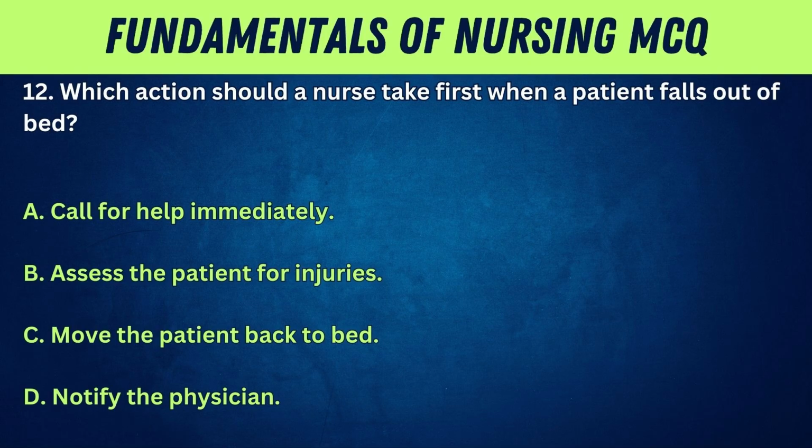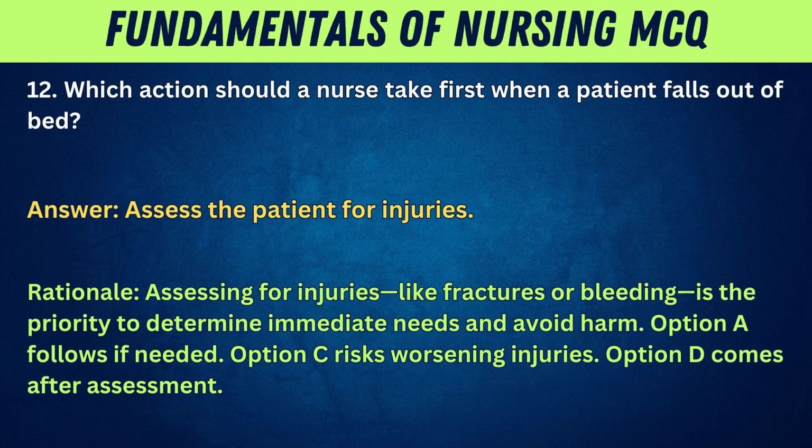12. Which action should a nurse take first when a patient falls out of bed? A. Call for help immediately. B. Assess the patient for injuries. C. Move the patient back to bed. D. Notify the physician. Answer: assess the patient for injuries.